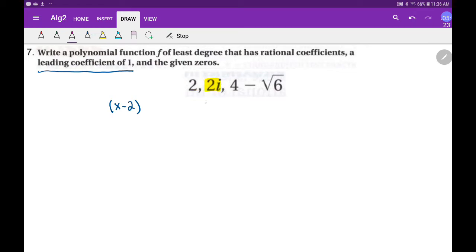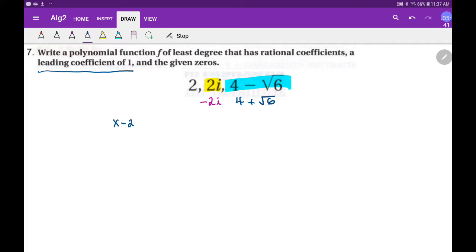Okay. And then I have 2i. Oh, I know what that means. I also have negative 2i. Okay, so that's fine. We'll get to that. And then I have 4 minus the square root of 6. Well, I know I also have 4 plus the square root of 6, because that's how this works. Okay, so let me go ahead and write this out.